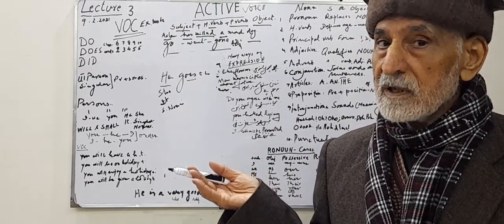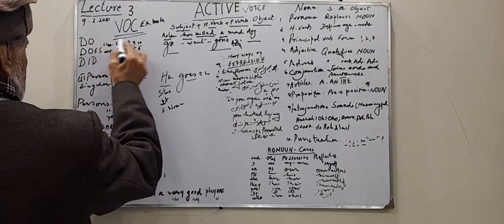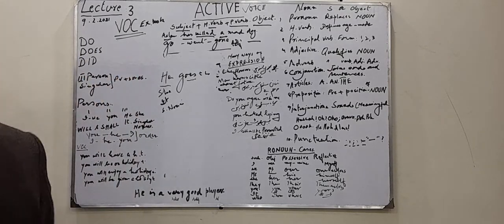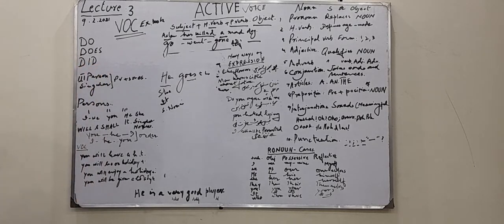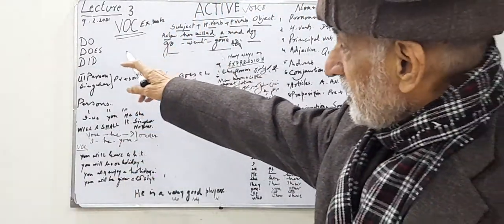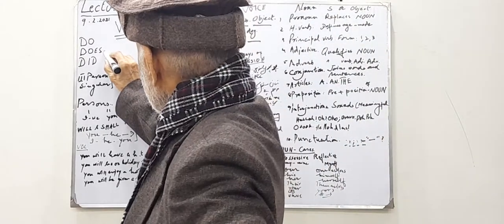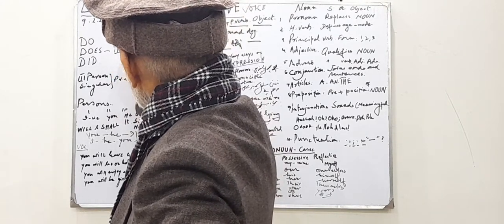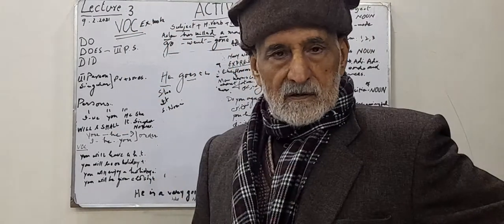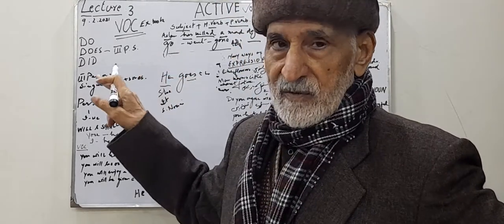There is no helping. In such cases, you use do, does, and did in place of helping verb. You use do, does, did. Does, third person singular. For interrogative and negative, both, you have to use it as the first helping verb.